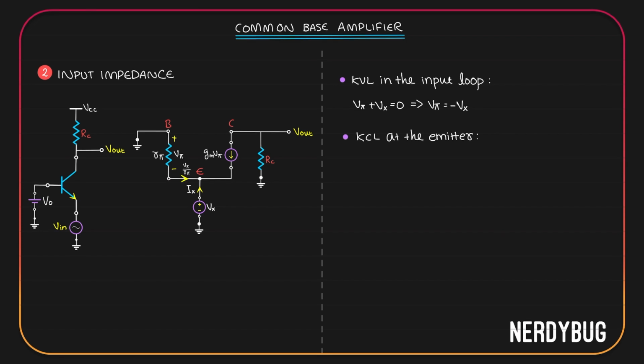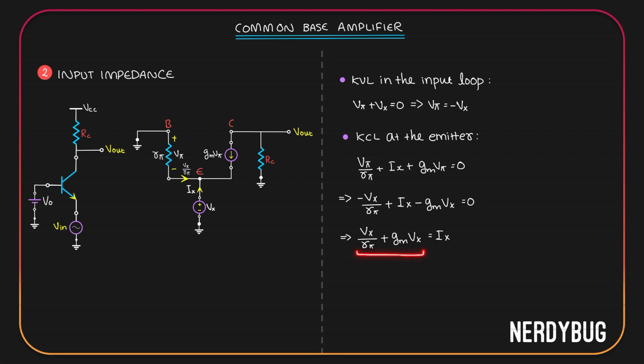Now, according to Kirchhoff's current law, the sum of all these currents should be 0. V pi by R pi plus Ix plus Gm V pi should be equal to 0. But V pi is minus Vx. So we get minus Vx by R pi plus Ix minus Gm Vx is equal to 0. Or we can write Vx by R pi plus Gm Vx is equal to Ix. Vx by R pi plus Gm can be written as Vx multiplied by 1 by R pi plus Gm.